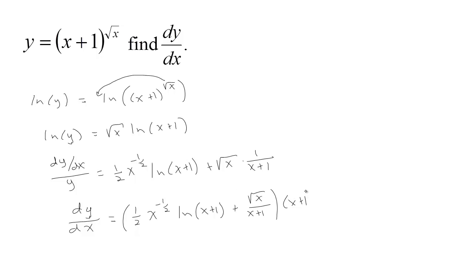and y is x plus 1 to the square root of x. So, okay, might want to just take that and put it downstairs so that we had 1 over 2 root x times the natural log of x plus 1 plus the square root of x over x plus 1 all times x plus 1 to the root x. We could distribute like we did before as well, so distribute that term to both of these to get our answer if we liked.